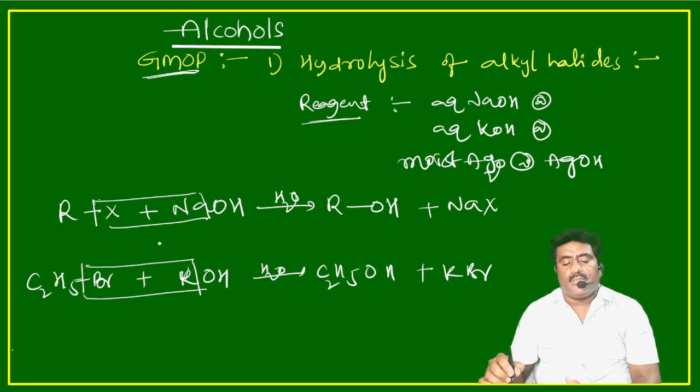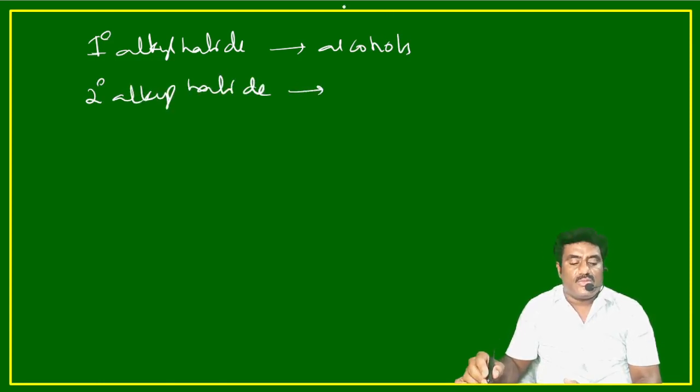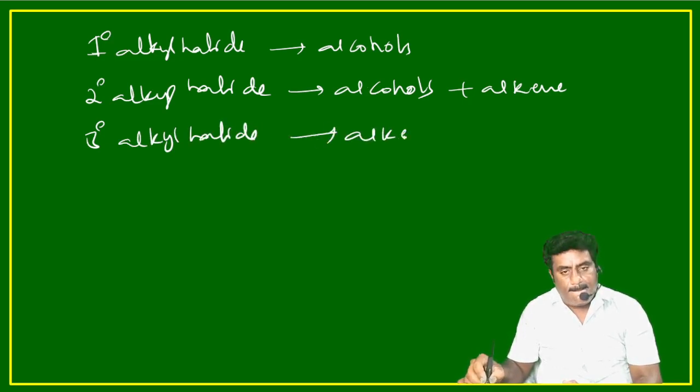See, the primary alkyl halide gives alcohols. Secondary alkyl halide gives alcohols or alkenes. Tertiary alkyl halides give alkenes. So, taking examples: primary alkyl halide gives alcohols. Remember, secondary alkyl halide gives alcohols plus alkene. Now, tertiary alkyl halide gives alkenes.